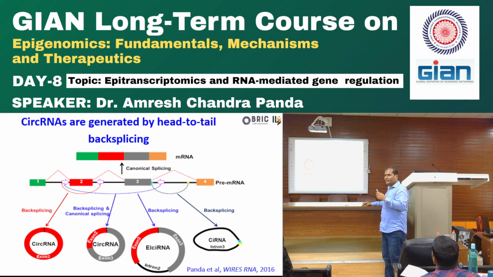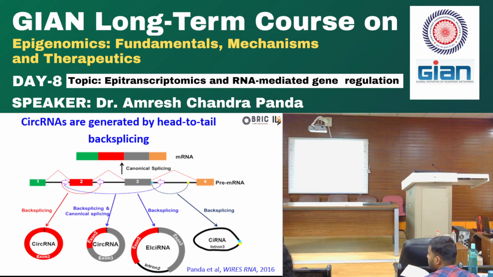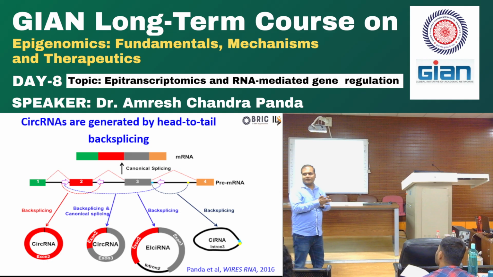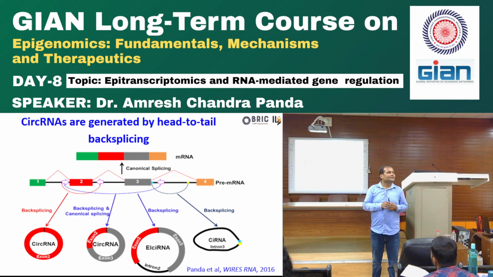Gel. Yes, you can do it on a gel. So how will that move? Suppose you have a 100 base pair RNA circle and a 100 base pair linear one. The circle will be moving faster. Okay. So 2D gel electrophoresis you can do.